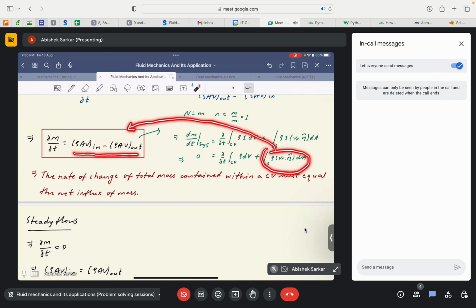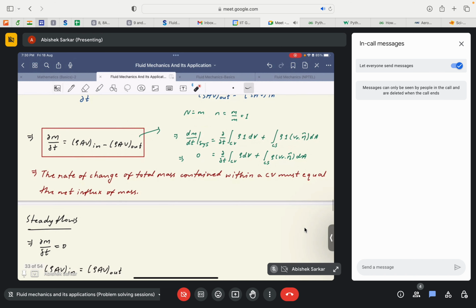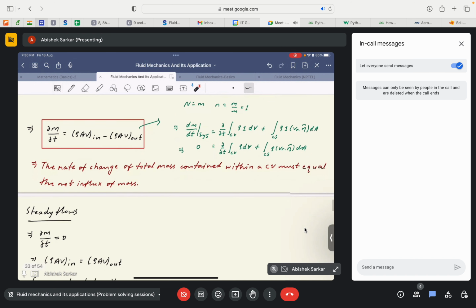I won't go through the simplification. It's quite obvious, since rho is constant and V is uniform, the integral over the area will basically give us A. So it will basically give us rho AV in minus rho AV out at our inlet and outlet. So this term simplifies to this.